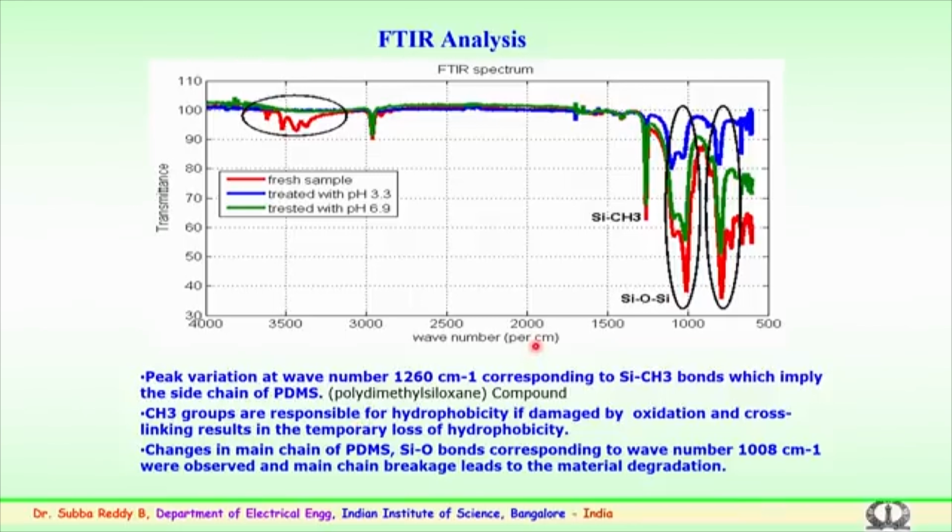that depolymerization happens, and the CH3 groups which are responsible for hydrophobicity are damaged by oxidation, resulting in a temporary loss of hydrophobicity. Here again, the changes particularly here and also at 1008 correspond to breakage which could lead to material degradation. This information shows how the samples could degrade over a period of time. So, FTIR analysis carried out at regular intervals will give an indication of the surface changes which have happened.